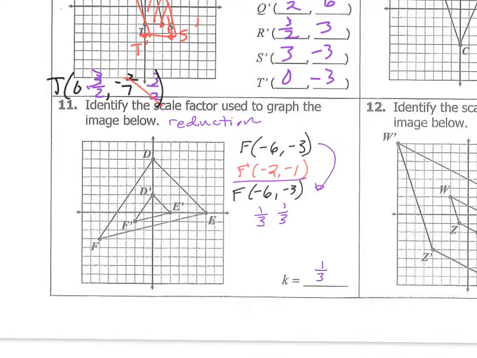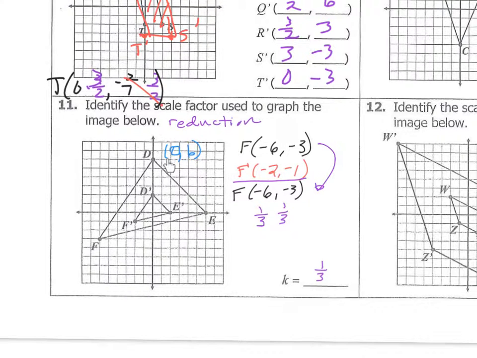So I'm going to find the point for D just to prove to you it works. So what's the ordered pair here for D? What's the x value? 0. What's the y value? What is it? 6. So if I have a scale factor of 1/3, what do I do to the 0 and the 6 with the 1/3? I either multiply it by 1/3 or what? Divide by 3, because it's 1 over something, right?